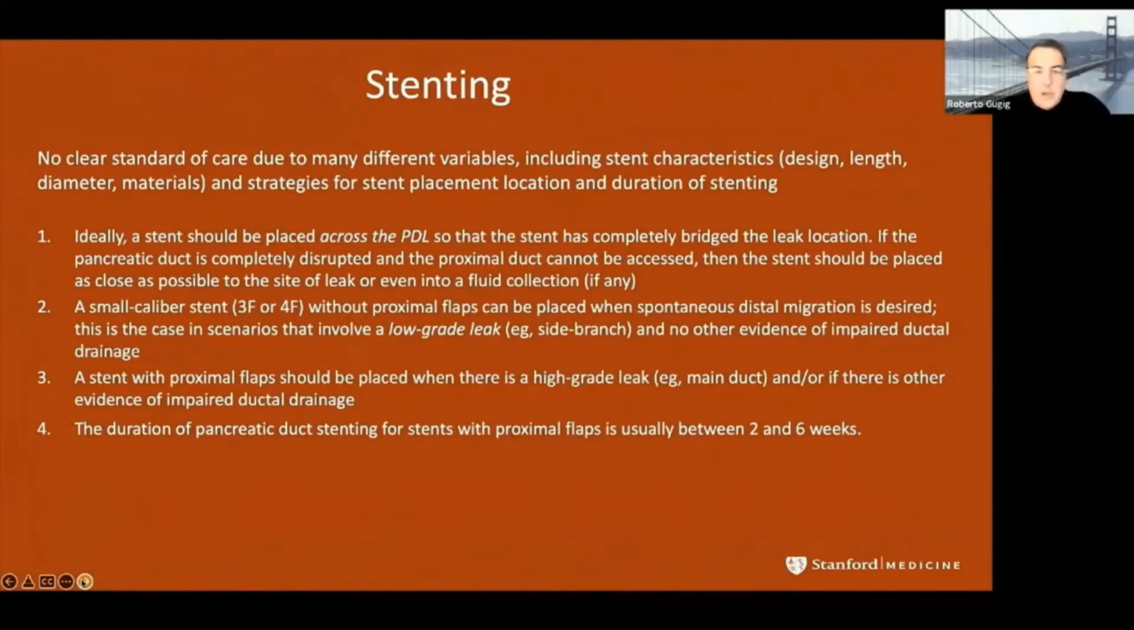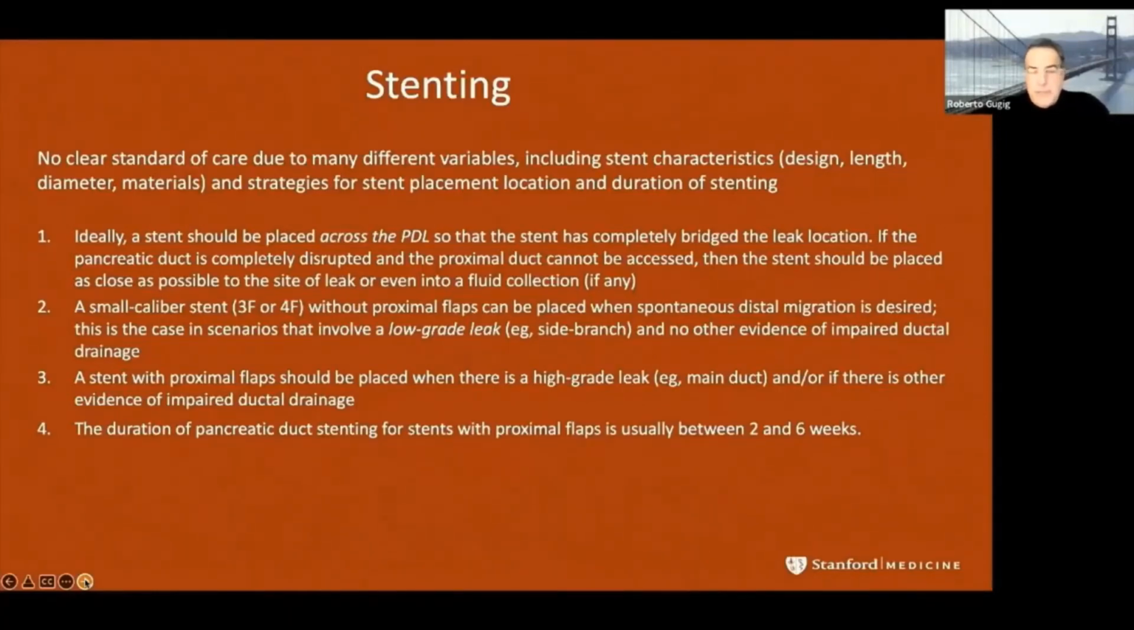So ideally, when you have a leak, you want to put a pancreatic stent across that leak and really bridge it completely if you can. If it cannot be assessed because the pancreatic duct is completely disrupted, then you want to place it as close to the site of the leak as you can. You usually use smaller caliber stents, 3 or 4 French without flanges, when you have a low-grade leak, such as a side branch leak and no evidence of main pancreatic duct leakage. But you do want proximal flanges because you want to keep the pancreatic duct stent in place for a longer time when you have a high-grade leak in the main pancreatic duct.